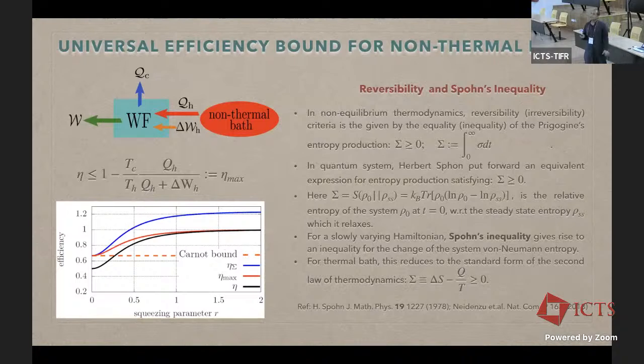Now, in quantum systems, an analog of this has been put forward by Herbert Spohn, a mathematical physicist. You can think of it as an equivalent version of the entropy production satisfying this, where this capital Sigma can be identified as this. Sorry, it is a relative entropy of the system. This is how it is defined. Some initial state rho 0 at time t0, and if the system eventually reaches some steady state rho ss.